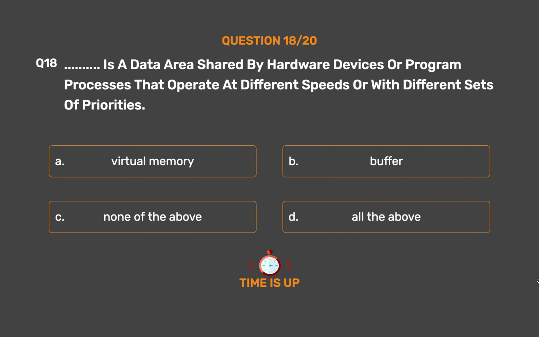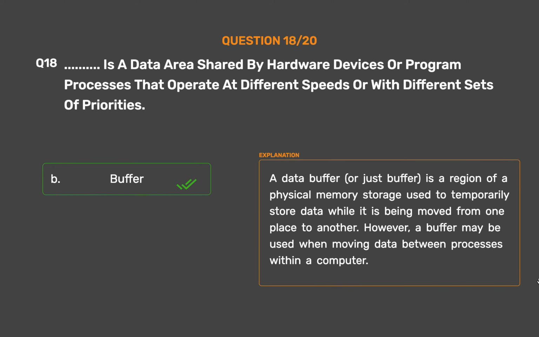The correct answer is option B. Buffer. A data buffer, or just buffer, is a region of a physical memory storage used to temporarily store data while it is being moved from one place to another. However, a buffer may be used when moving data between processes within a computer.